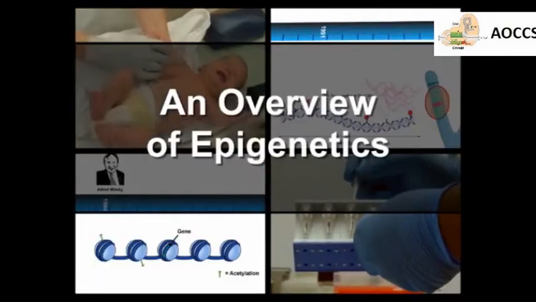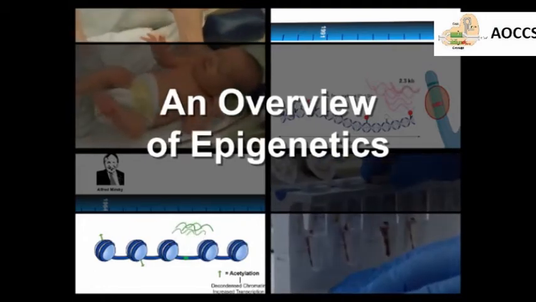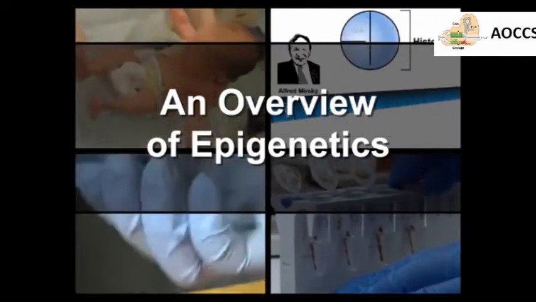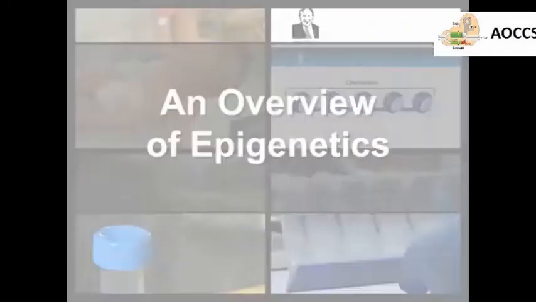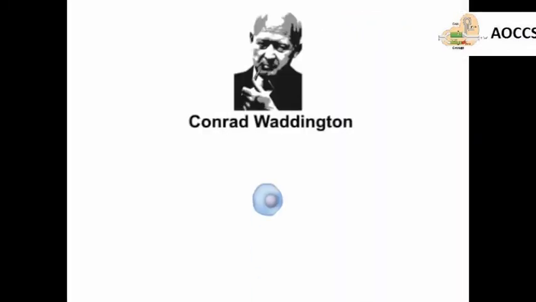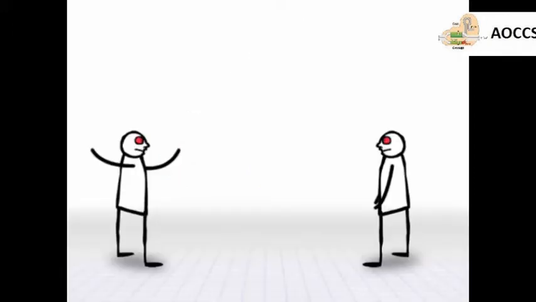The field of epigenetics, whose definition is highly contested, broadly refers to the study of heritable differences in gene function that cannot be explained by DNA sequence changes. The term epigenetics was first introduced by Conrad Waddington in the 1950s to explain how diverse cell types in the body could arise from one set of genetic material.